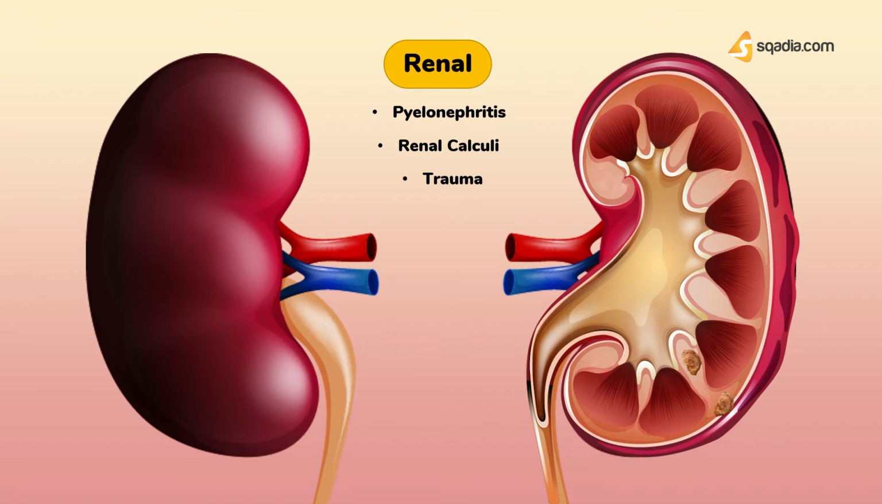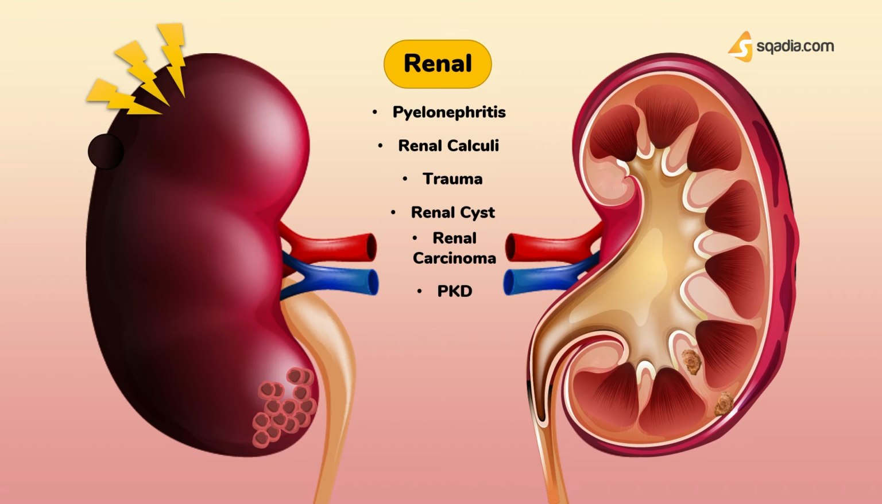Then we have trauma or injury to kidneys. Next, we have renal cysts. Now, renal cysts are sacs of fluid that form in the kidneys. They're usually characterized as simple cysts, meaning they have a thin wall and contain water-like fluid. Renal cysts become common as people age and usually do not cause symptoms or harm. Next, we have renal carcinoma.